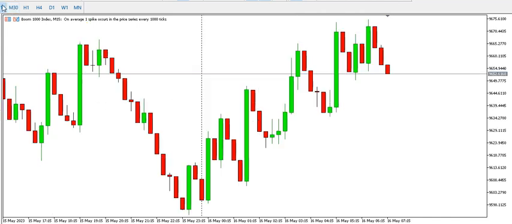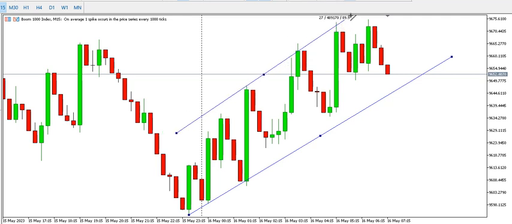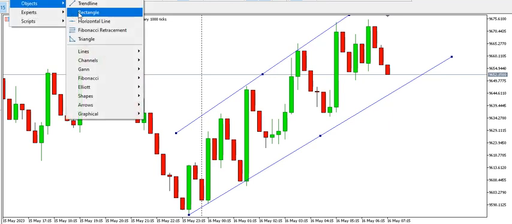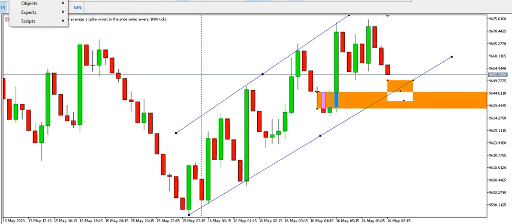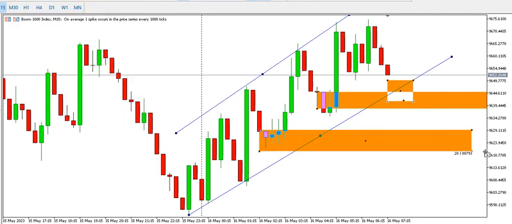Boom 1000 index. What do we have on the 15 minutes time frame? On the 15 minutes time frame, we can see that price is ranging. Okay, price is ranging. Look at this channel, ranging in a channel. We expect price to continue in the channel, but if price breaks the ascending trend line here, we might see price dropping first to this very other block, before price drops lower to this other block.